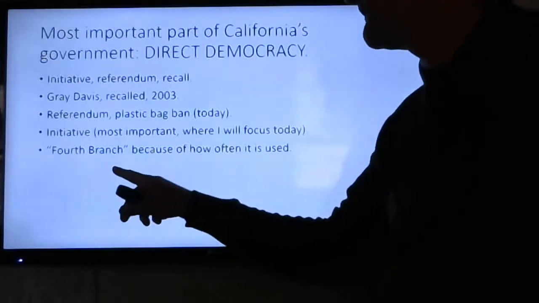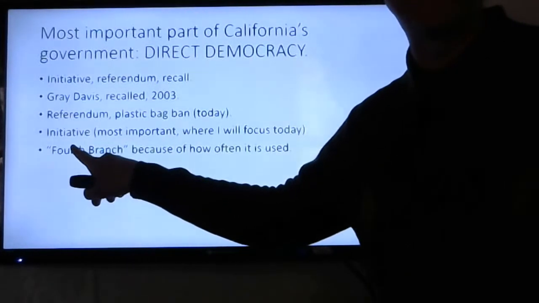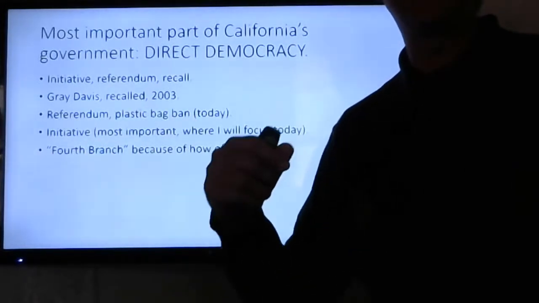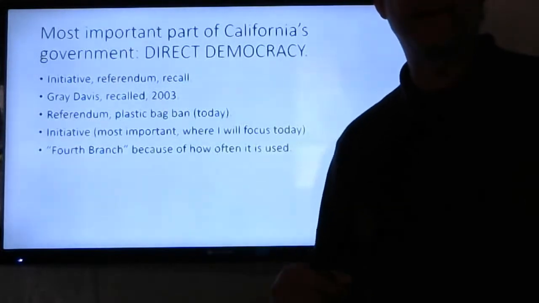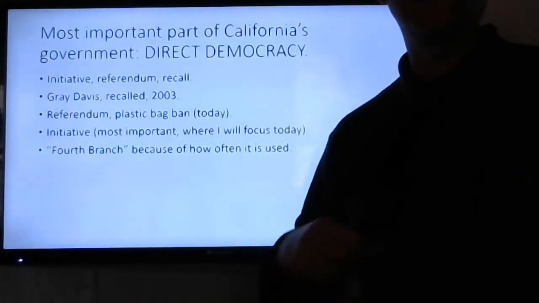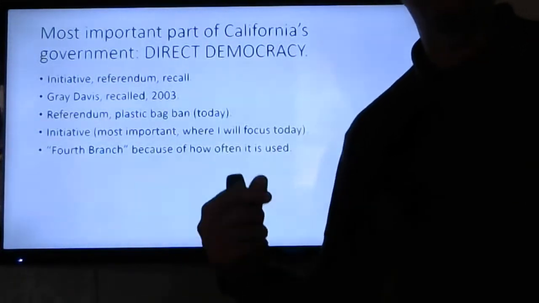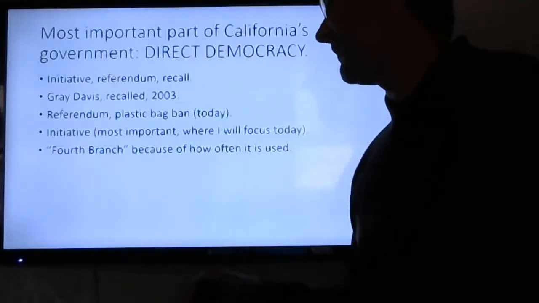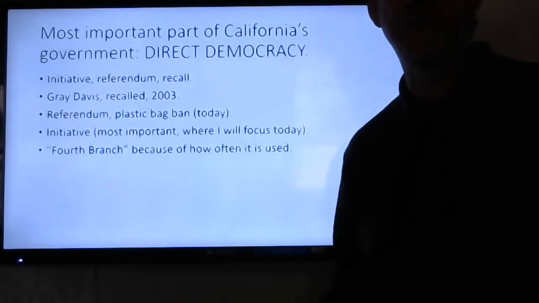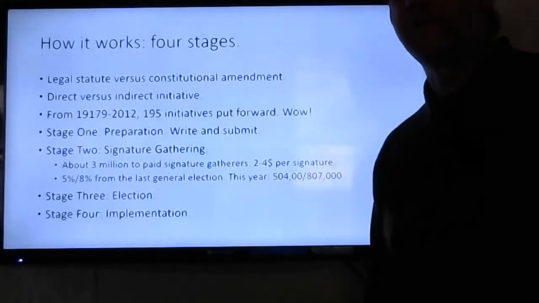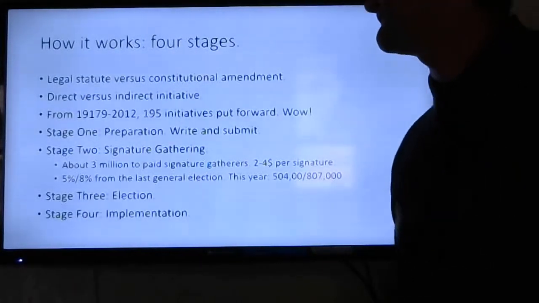Most important one, and where I'm going to focus, is the initiative system. That's where citizens get to propose laws themselves. So you come up with an idea for a law, you gather signatures, it gets put on the ballot, and then we vote yes or no on that law. Frequently called the fourth branch because of how often it is used. So there are four stages to the initiative system, okay?